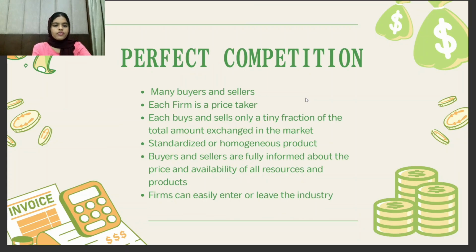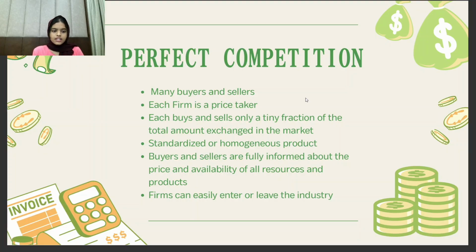Now we are going to the perfect competition. In perfect competition, there are many buyers and sellers, and each firm is a price taker. It means that a firm cannot set its own price, it accepts the whole market price. Each firm sells only a tiny part of the total products in the market. The product in this type of market is identical or standardized. It means there is similar product.